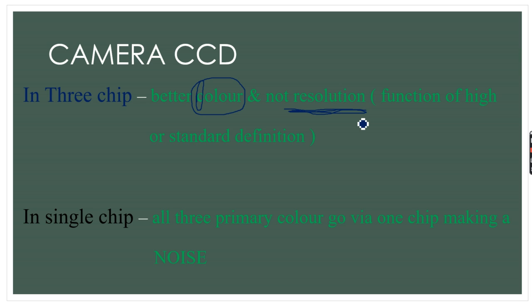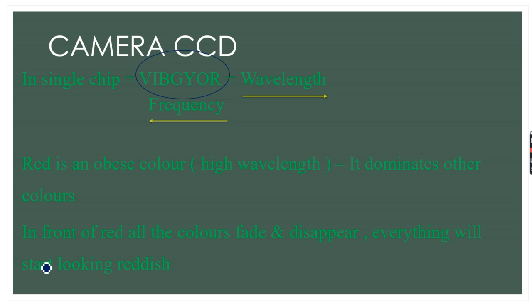Resolution is basically a function of the monitor, the high definition or standard definition monitors, the digital or analog monitors. Resolution is important there. Here the 3-chip is for color. For better color, the 3-chip is important. In a single chip, all the 3 primary colors, red, green and blue, go via one chip, and that's why they disturb each other. They make noise. Why? Because there is a single channel.